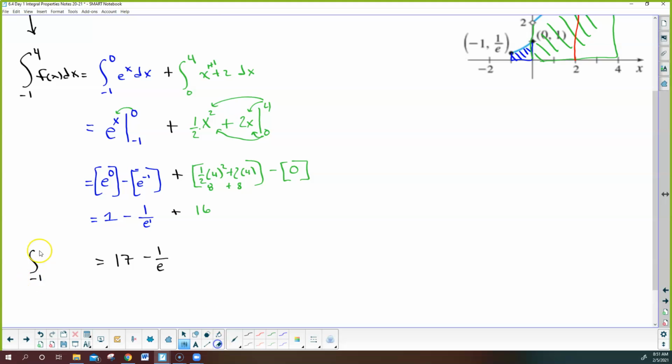And it is always a good idea to write your final answer as what did they ask, right? I wanted the area under the curve from -1 to 4 of f of x dx, and the answer is 17 minus 1 divided by e.